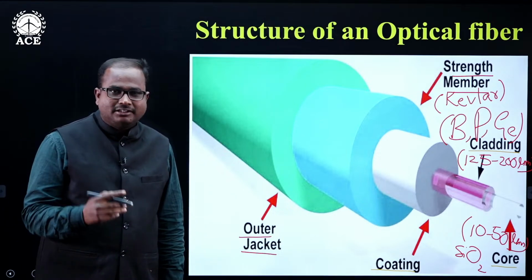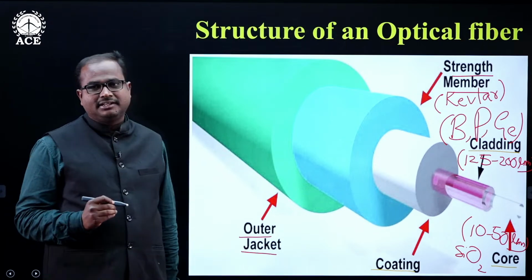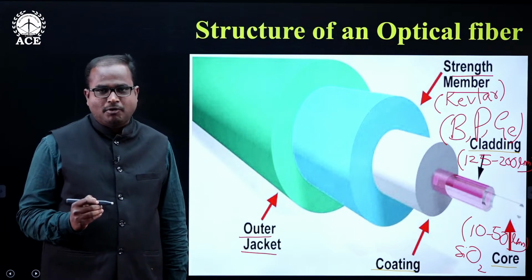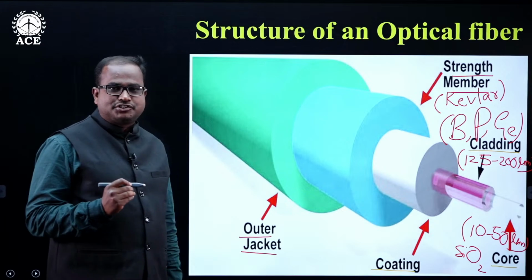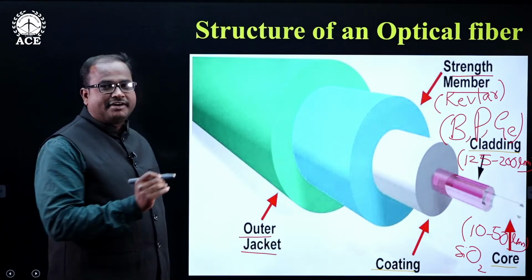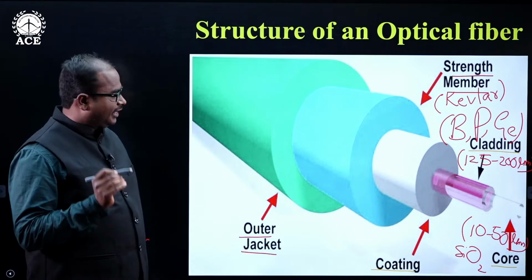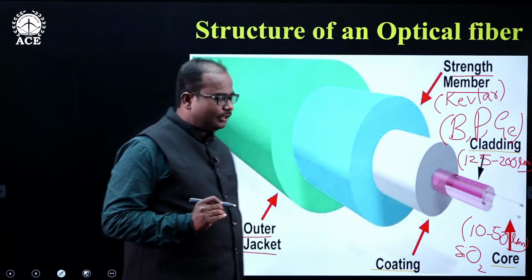In order to protect the optical fiber from such damages, this outer jacket is used. It is made up of black polystyrene. Okay, so this is the structure of an optical fiber. Once again I repeat, optical fiber consists of 5 important parts. They are, the inner part is called core.